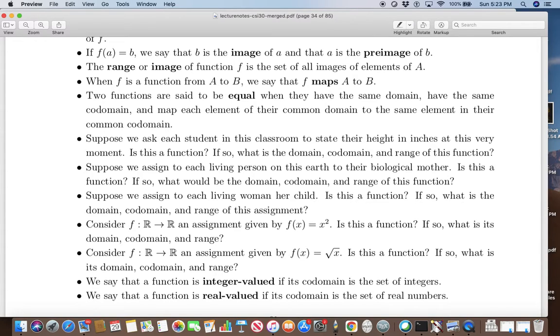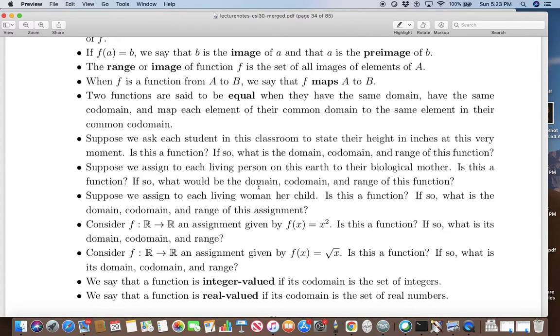That's it. Okay. Here is another example. Suppose we assign to each living person on this earth their biological mother. Is this a function? Well, every person has a biological mother and every person has a unique biological mother. All right, so this is indeed a function. What is the domain?